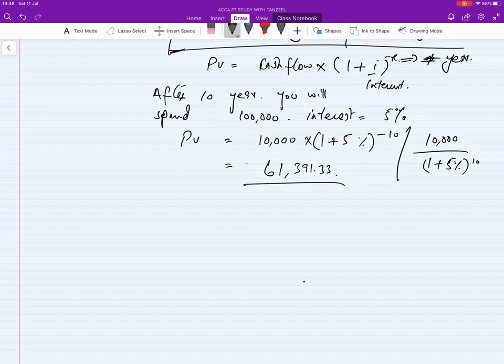So this is the present value of future cash flow. After 10 years, the amount you're going to spend is 100,000. The present value of that amount in today's terms is 61,000. So let's do an example for this.